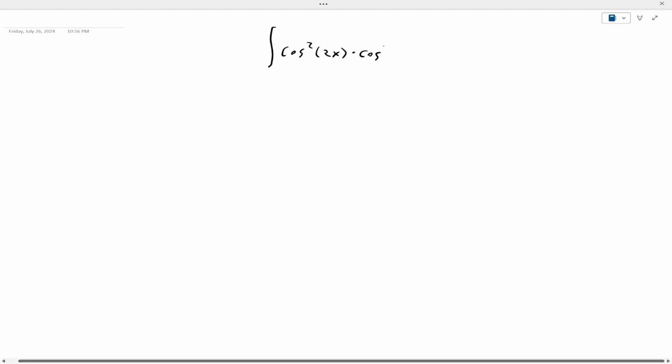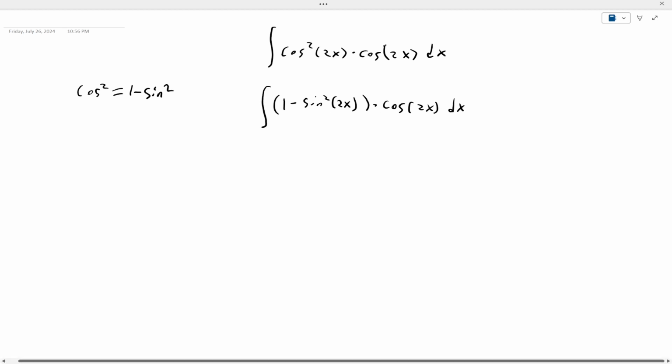Cosine cubed can be broken down into cosine squared multiplied by cosine of 2x, and we know that cosine squared is equal to 1 minus sine squared. So we can rewrite this as 1 minus sine squared of 2x, multiplied by cosine of 2x. Would you look at that? We have sine and cosine, and those happen to be derivatives of each other, so we can use u-substitution.